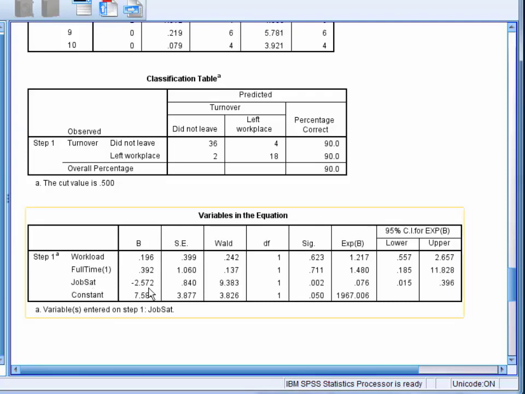We can see that job satisfaction has an odds ratio of 0.076. This means that a 1 unit increase in job satisfaction is associated with a 92.4% decrease in the probability of individuals leaving the organisation.